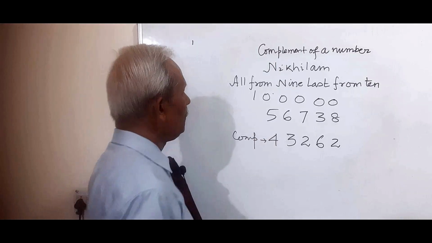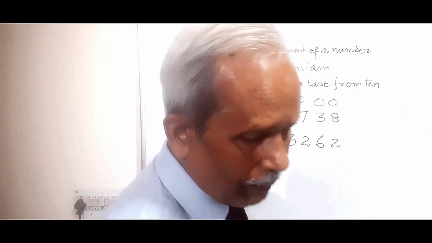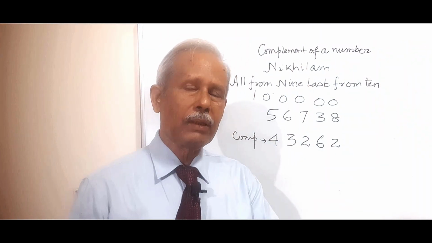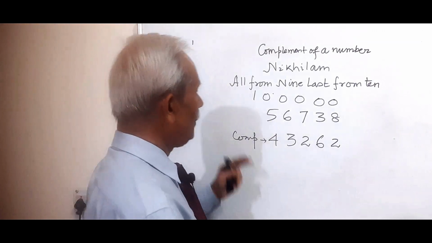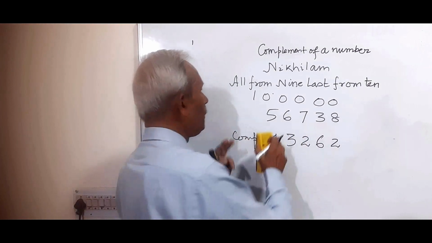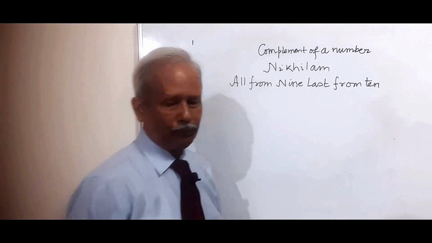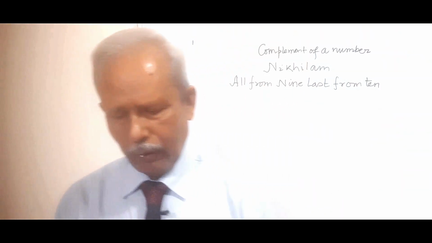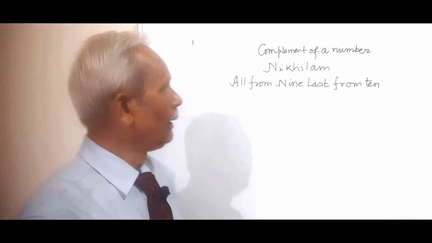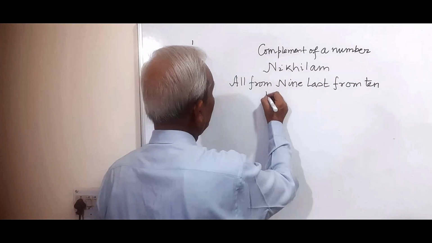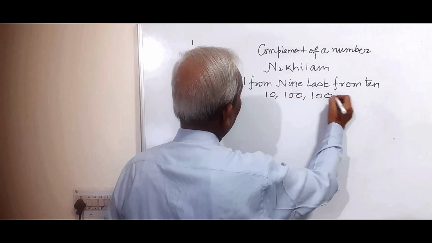So that means by using this all from 9 last from 10, we can very well quickly find out the complement of any number. In the course of our various calculations in Vedic mathematics, we will be required to find out the complement, and we will find it just like this, by using all from 9 last from 10. That tells us one very important thing: the difference of any number from 10, 100, 1000, how do you find it? We find it by using all from 9 last from 10.